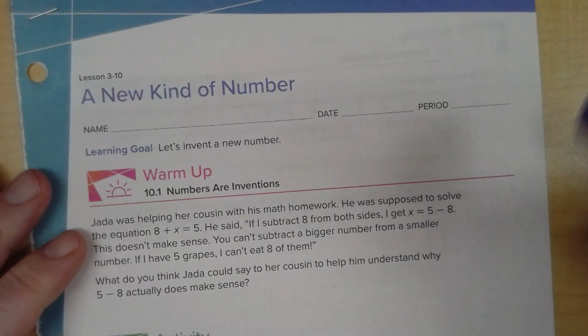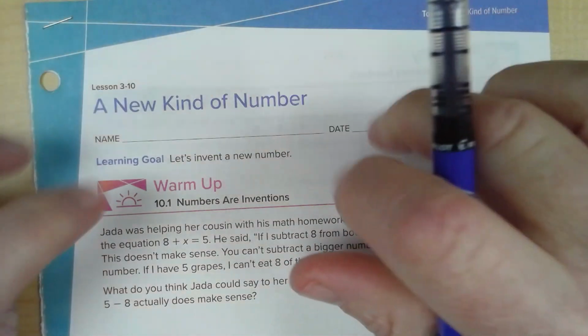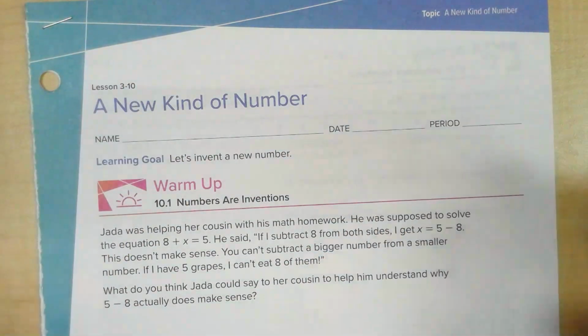All right, in lesson 310, it says a new kind of number. Let's invent a new number. Well, the number's already been invented, but we're going to explore this "new" number. See, I'm using air quotes, new number. All right.